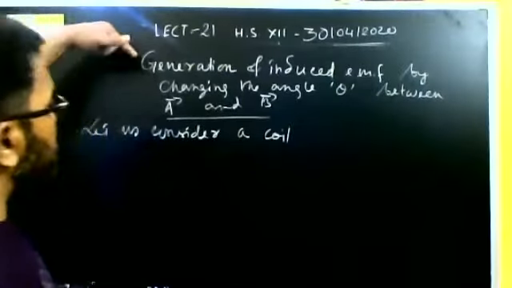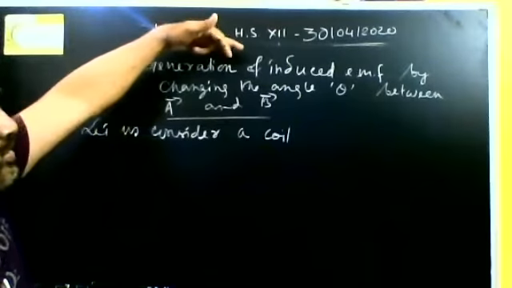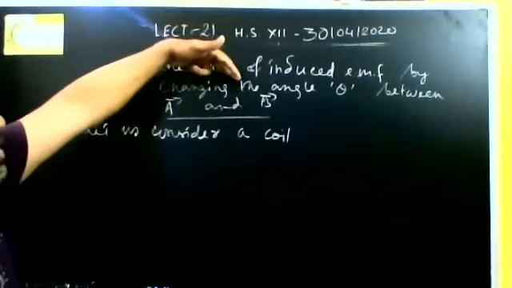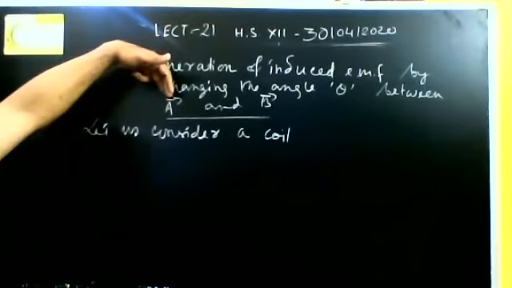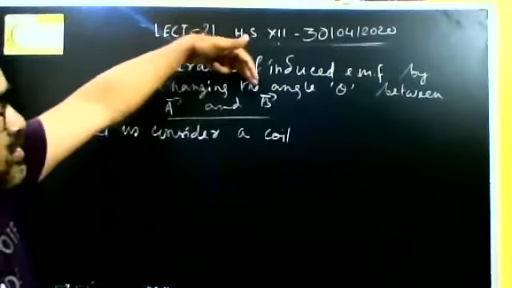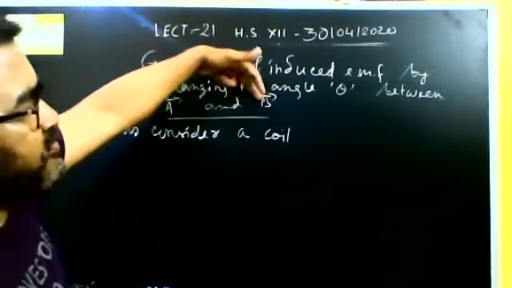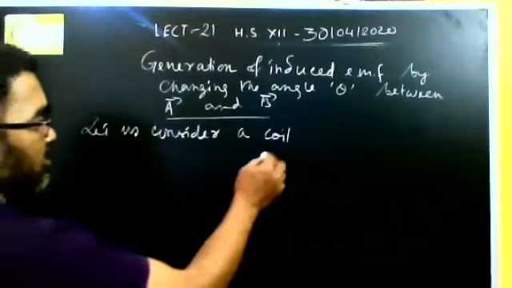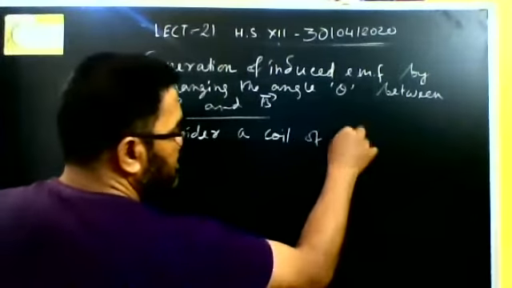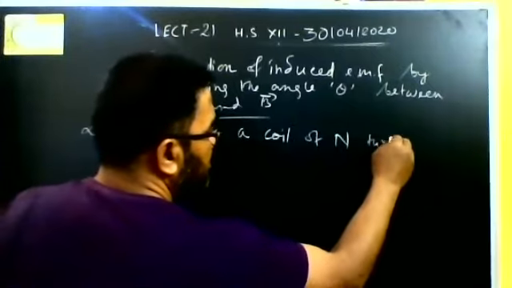My topic is generation of induced EMF by changing the angle theta between the area vector and the B vector, that is, the magnetic field vector. Let us consider a coil of n turns.